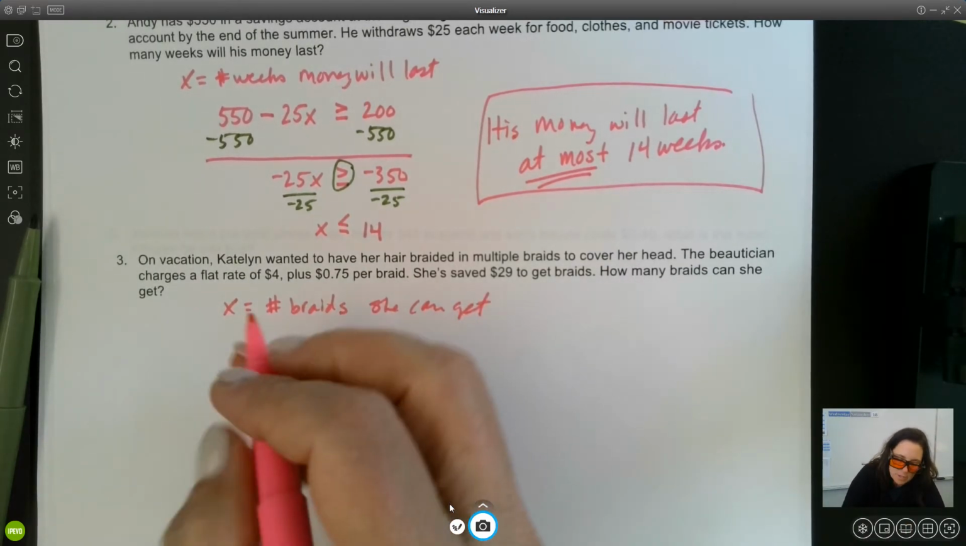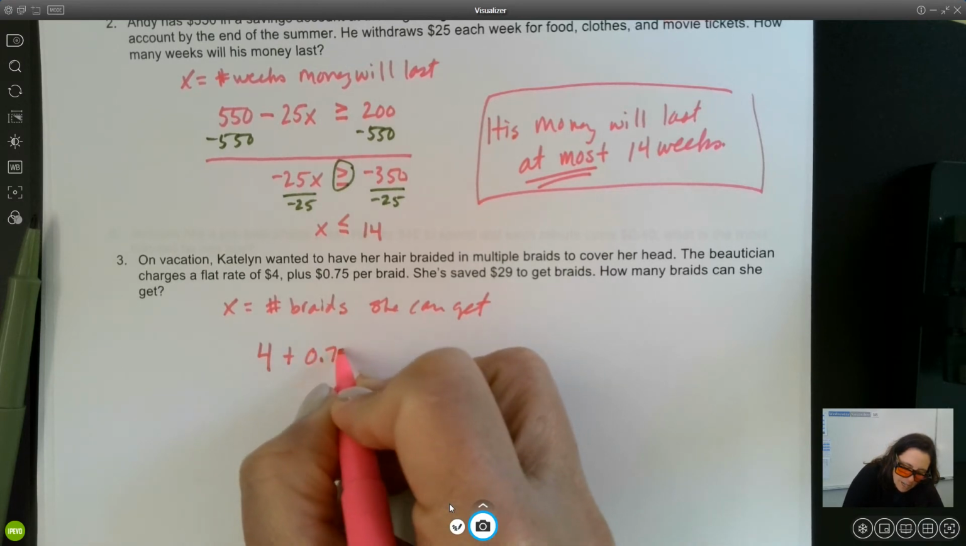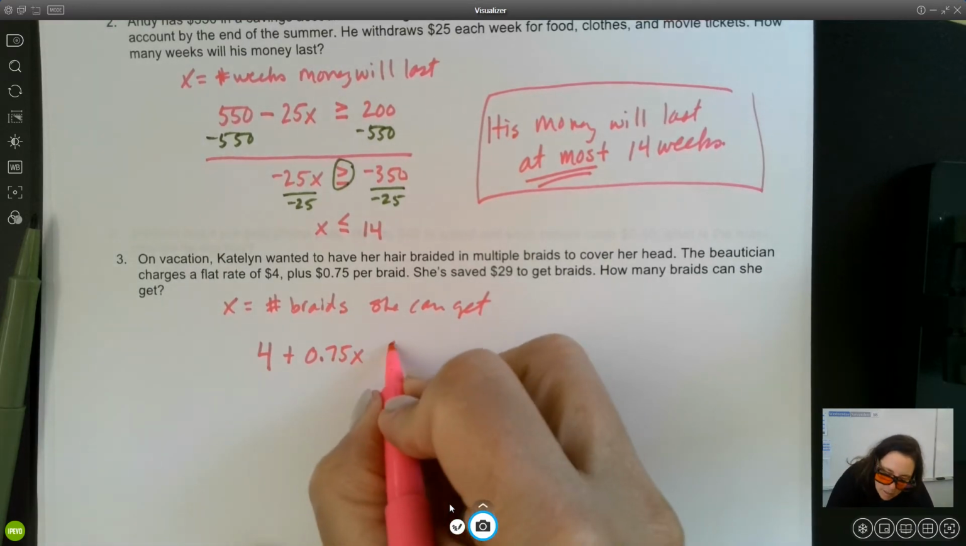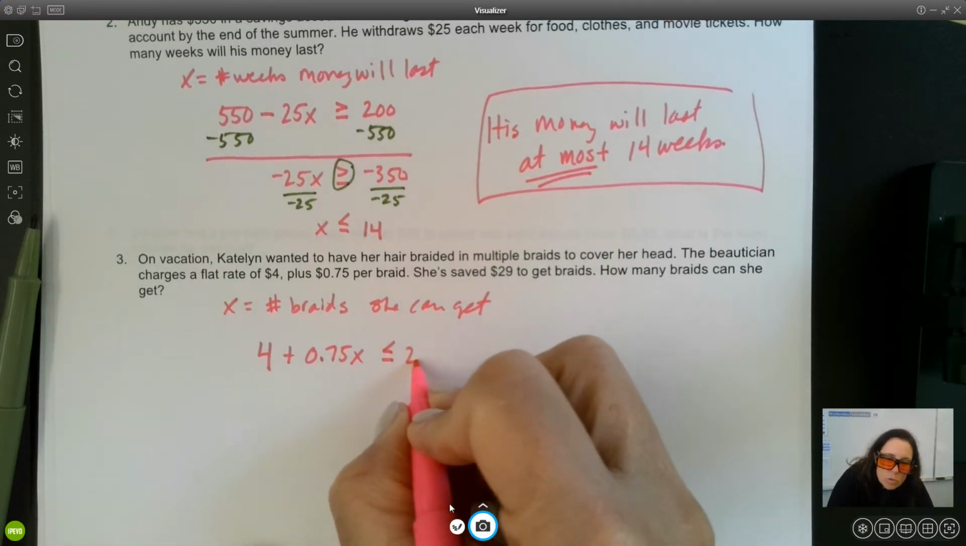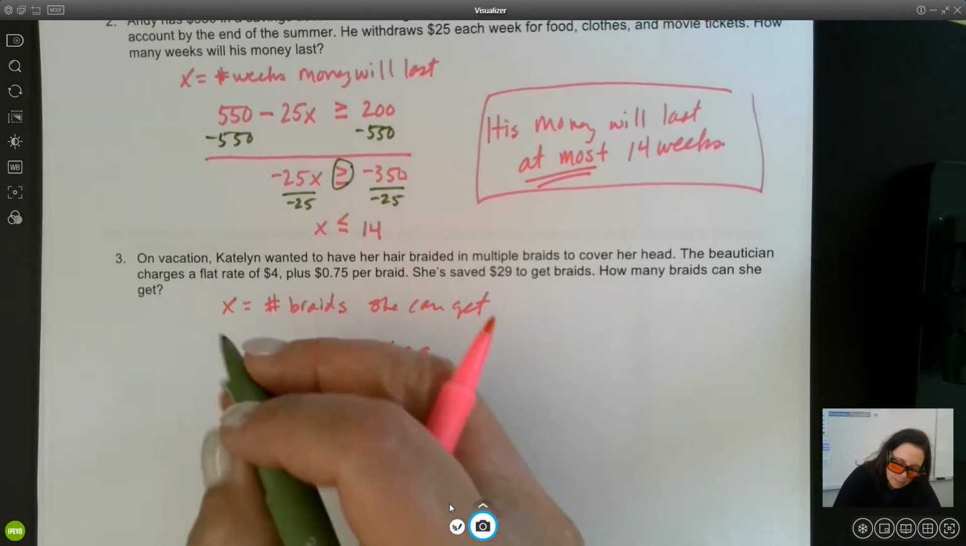All right, so we've got this $4 plus 75 cents per braid. So wouldn't we multiply the 75 cents times the number of braids that anyone gets? And that has to be less than or equal to the $29. She only has $29 in her pocket. So she can be equal to 29 or she can be less than that. Okay, here's the inequality we're going to be solving.